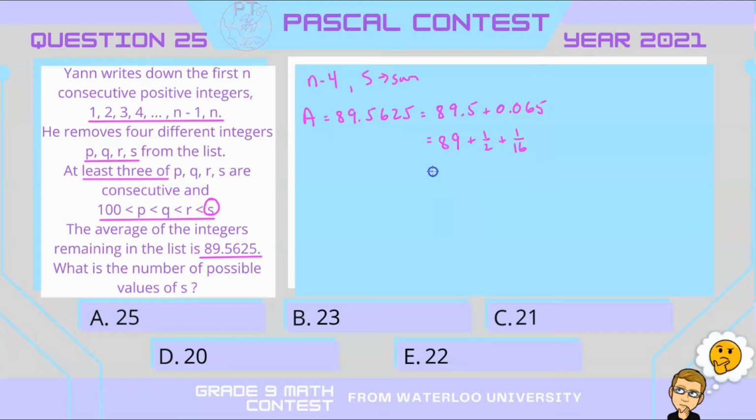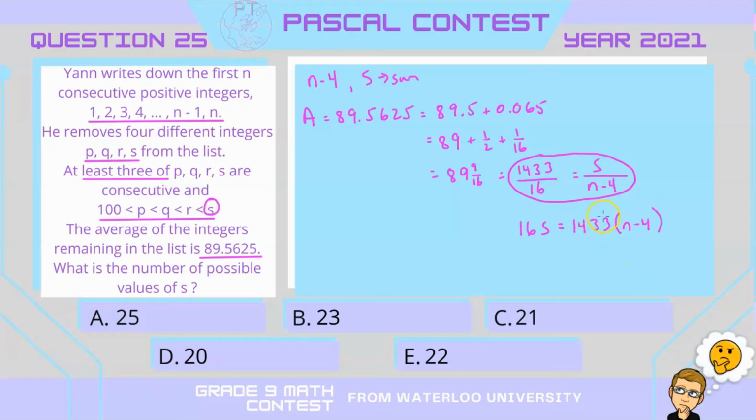And so I can now write that as 89 and 9/16, or as a mixed fraction, 1433 over 16. And the average is equal to the sum divided by the total number of integers that you added, which is n minus 4. So here we have this equation to start. And I'm going to rearrange it so that it looks like this. We have 16s equals 1433 times n minus 4.